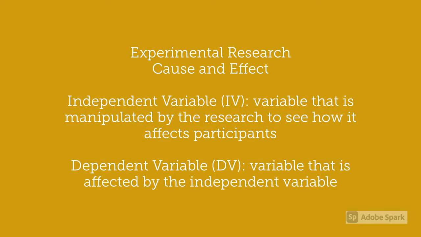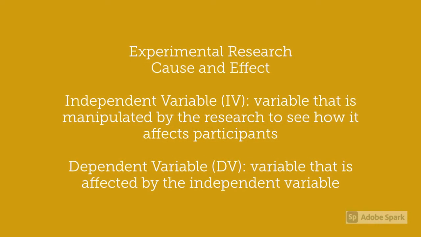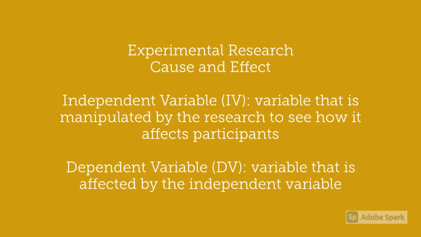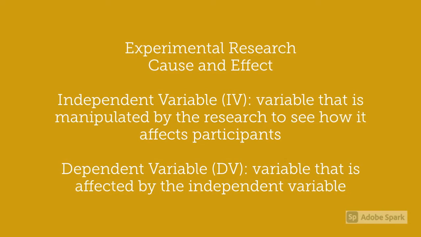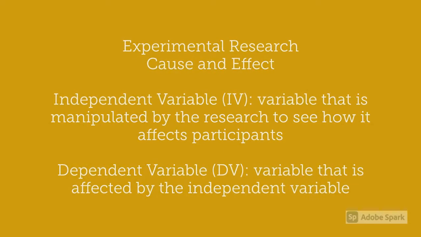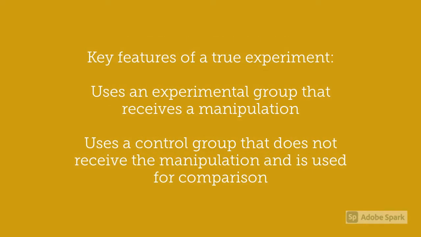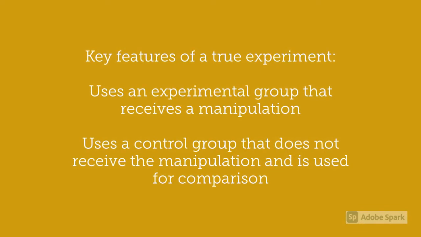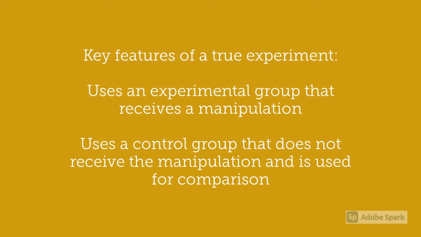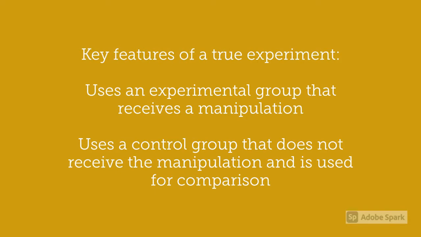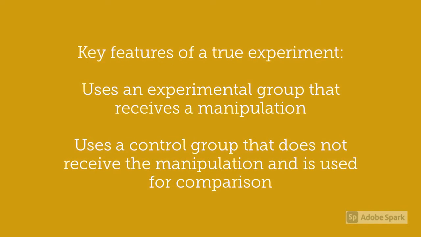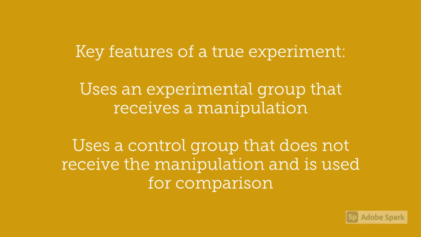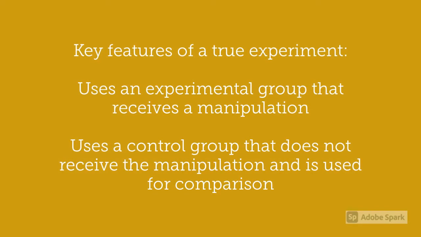Experimental research has an independent variable and a dependent variable. The independent variable is what we manipulate, and the dependent variable is what we measure from that manipulation. Some key features of a true experiment: you must have an experimental group that receives a manipulation, the independent variable, and you must use a control group that does not receive the manipulation, and it's used for comparison.